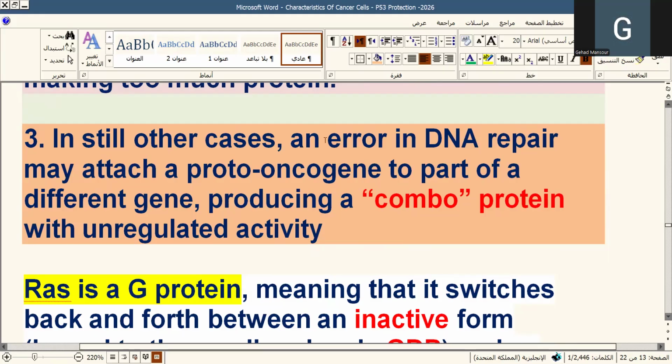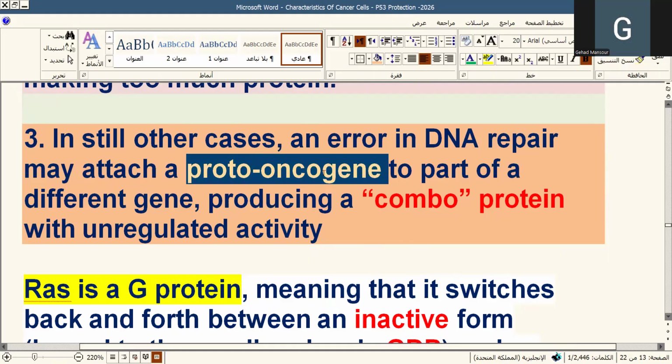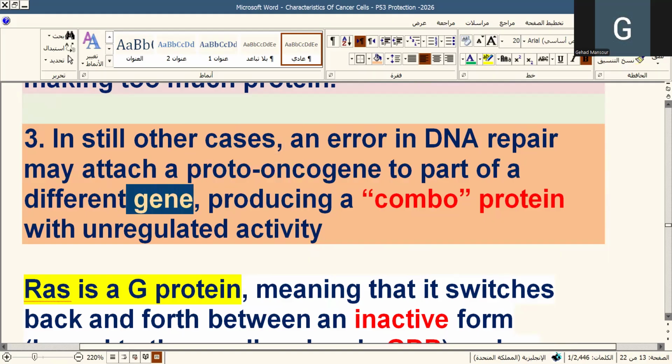Sometimes the third mutation is an error in repairing DNA, meaning that there is an error that occurs during the process of replication in which the normal gene, proto-oncogene, is attached to a different gene during replication without separation between them, without, for example, the presence of the promoter and the initiating sequences that denote the beginning of the gene.